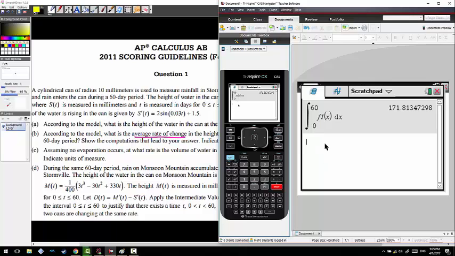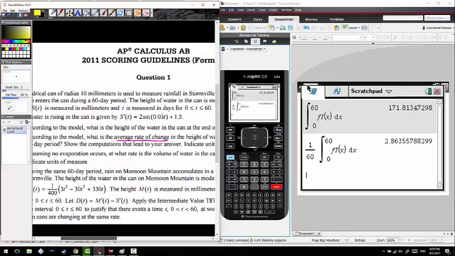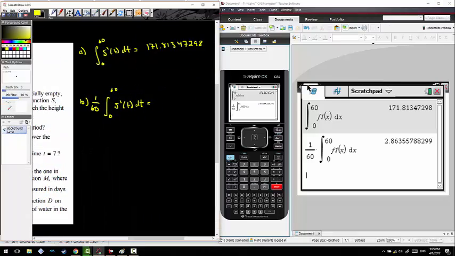One of the wonderful things about this calculator is I can just do this, and I can multiply it by 1 over 60. Now, some of you guys are faster than me. You could have just as soon said, wait a second, just take your last answer and divide it by 60. That would have worked too. That would have been okay. Boom. So the average rate of change is this 2.86 number. So I'm going to go and write that down. This 2.86 number.